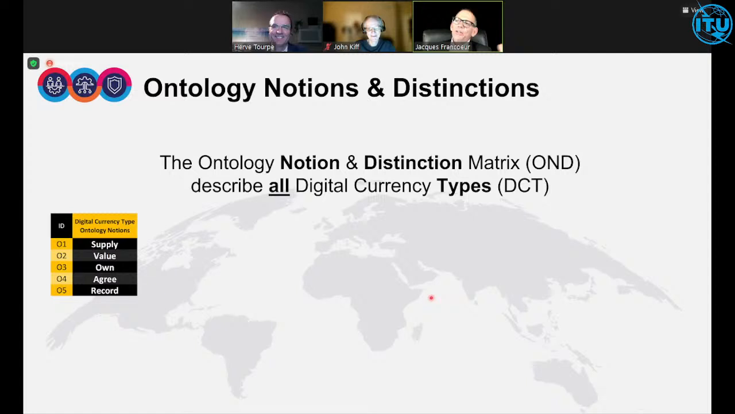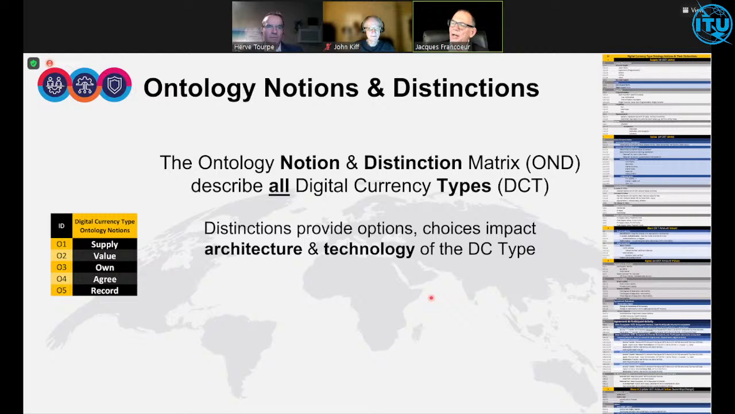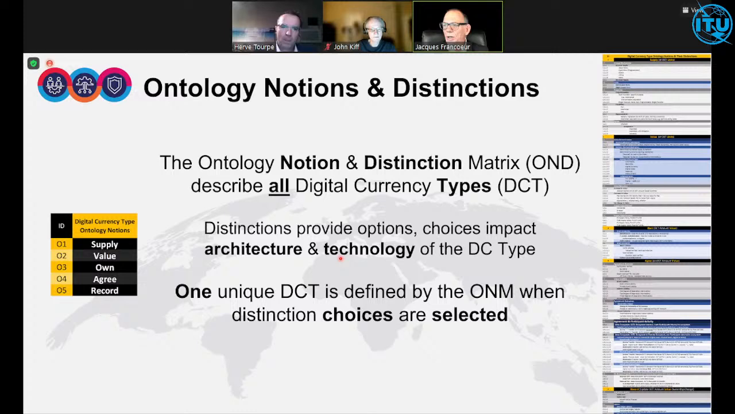We call this thing the ontology notion matrix, because the distinctions are of the notions. The matrix itself, in all its possible choices, describes all types. You see here on the right the other extreme of the ontology notion breakdown to level four. But the distinctions that you see ultimately are options and choices that you are asked to make in creating the characteristic or design of your DC type. When you're making distinction choices, you will see architecture and technology impacts. And that's exactly what we're trying to do: if I make this choice about how I determine value, what happens to the currency type?